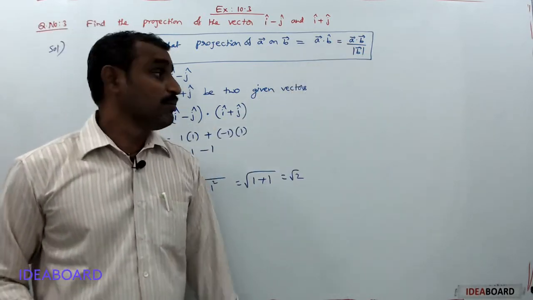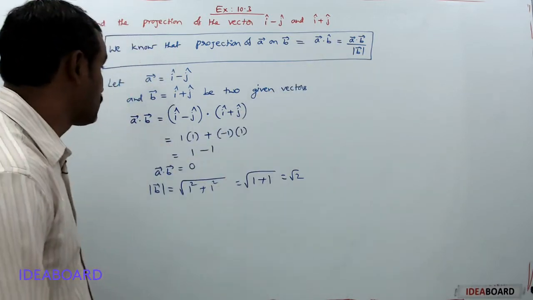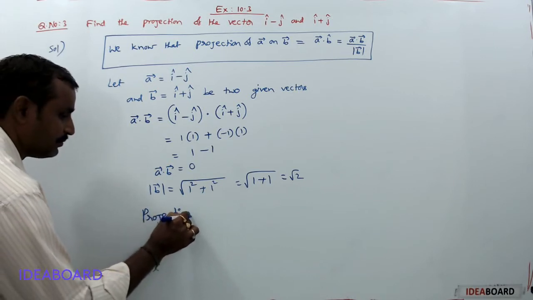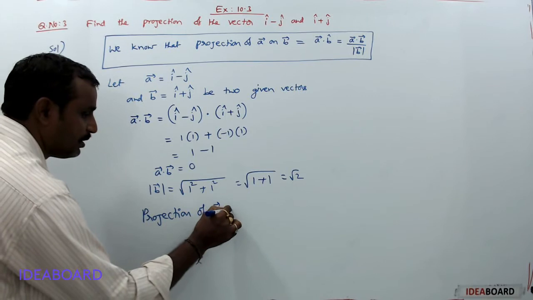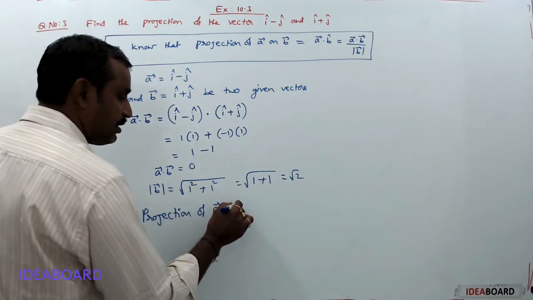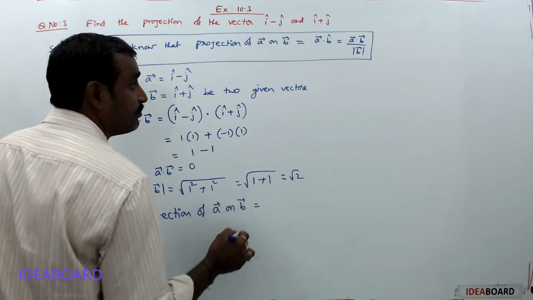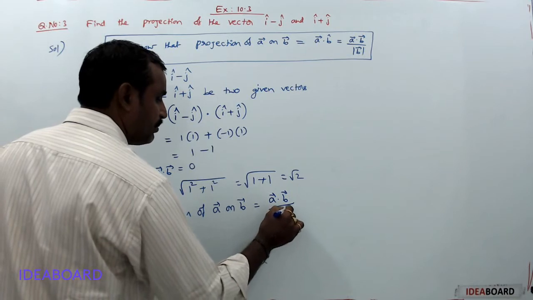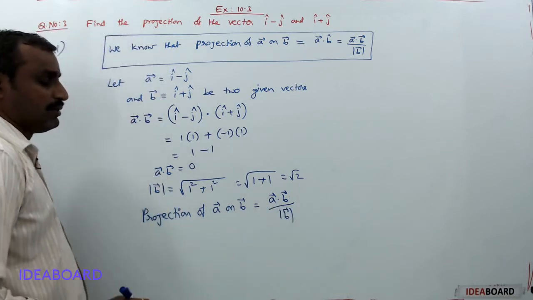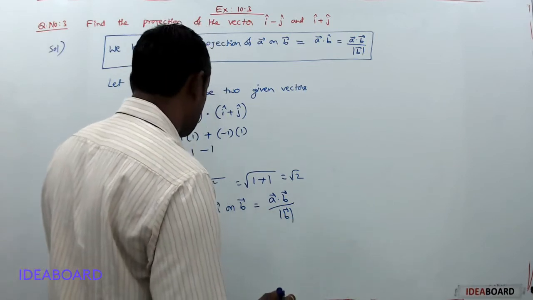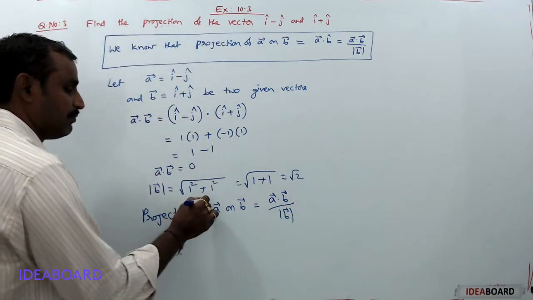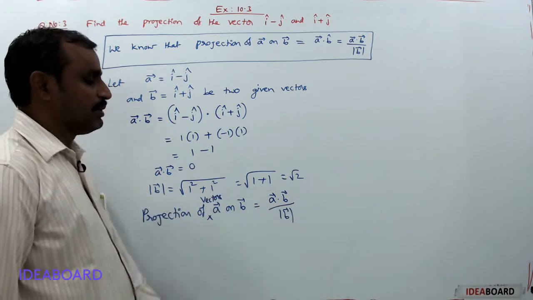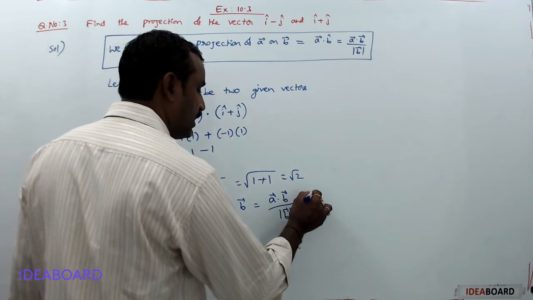So now you can apply these values in the formula. Projection of a bar on b bar is equal to a bar dot b bar by magnitude of b bar. So now projection of vector a bar on b bar, what is the value? This is equal to 0 by root 2.